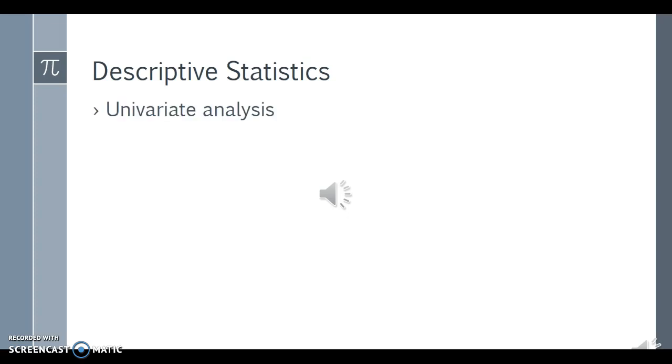When using descriptive statistics, there are two overarching methods of analysis. One is univariate analysis, and the other is bivariate analysis. With univariate analysis, we're only looking at the characteristics of one variable, whereas with bivariate analysis, we're looking at characteristics of more than one variable.